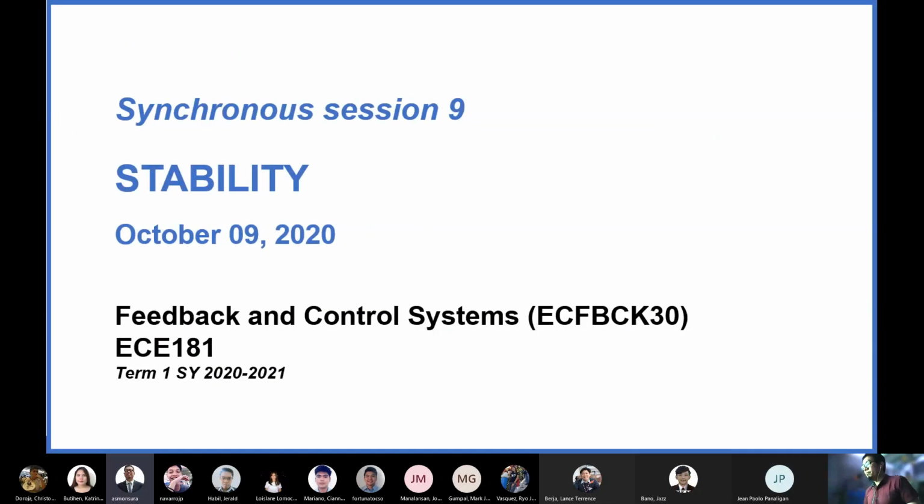So, we will be moving on to our next topics, in which we will discuss stability, steady state error, root locus, and frequency response for the next coming weeks. Okay. I'll make the announcements later, after this lecture today. Now, the next topic is stability.